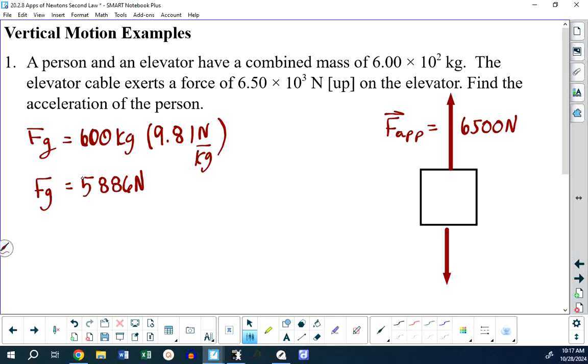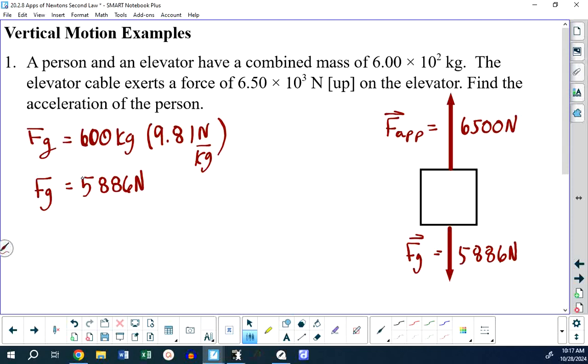Well, that's less than 6,500. You don't need to get out a ruler and measure these lines to scale. You know, just make sure that it's less. So this is the force due to gravity. It happens to be equal to 5886.